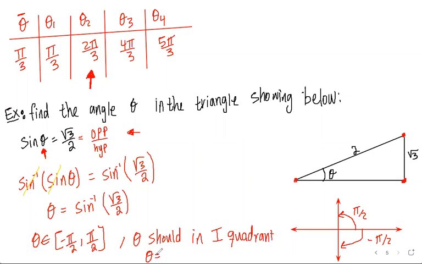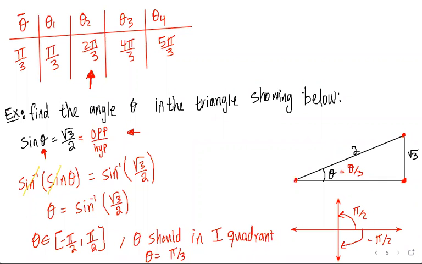If you go back to the table, you will see theta must be pi over 3, because sine pi over 3 gives me positive square root of 3 over 2. So this means here theta must be pi over 3. So this is the answer.